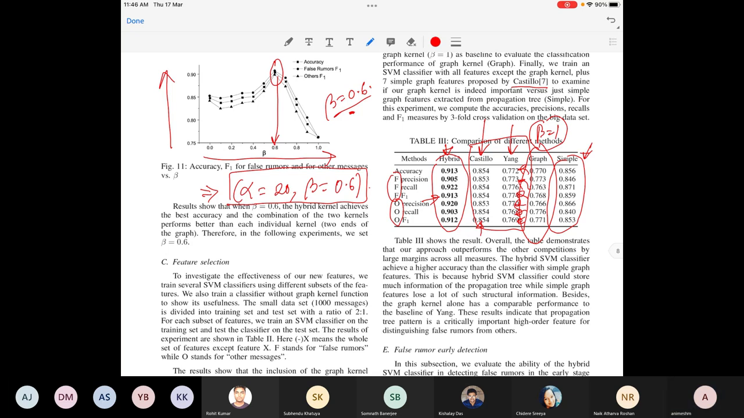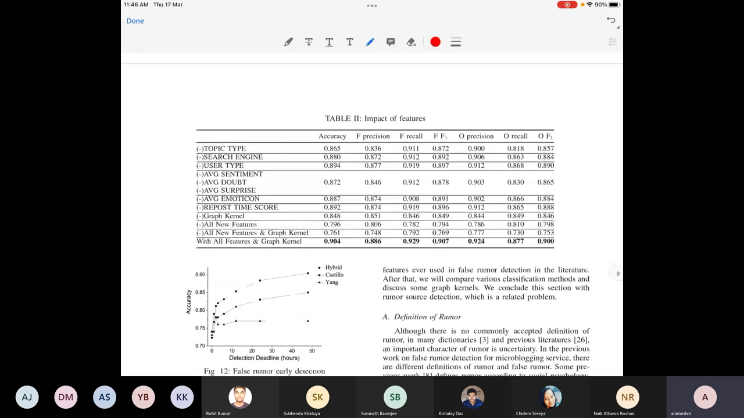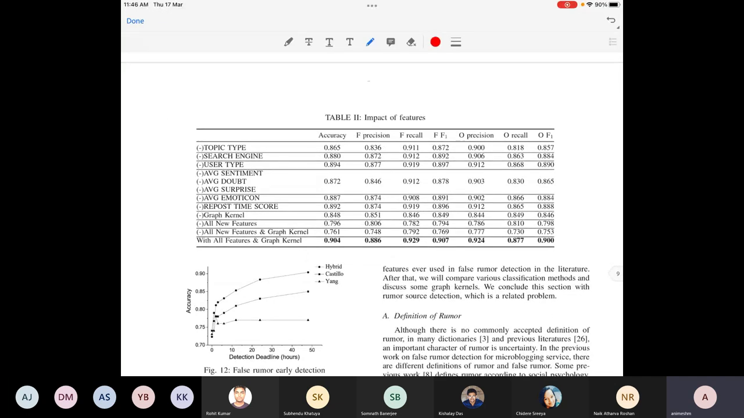Now, after this, as usual, they also did an ablation study to see the importance of each of the features. Here a minus indicates that this particular feature is dropped while all the other features are present. So minus topic type means the topic type feature is dropped. Minus search engine means the search engine feature is dropped. Now, looking at this table, can you quickly comment on some important observations? Of course, we see that all the features taken together do the best.